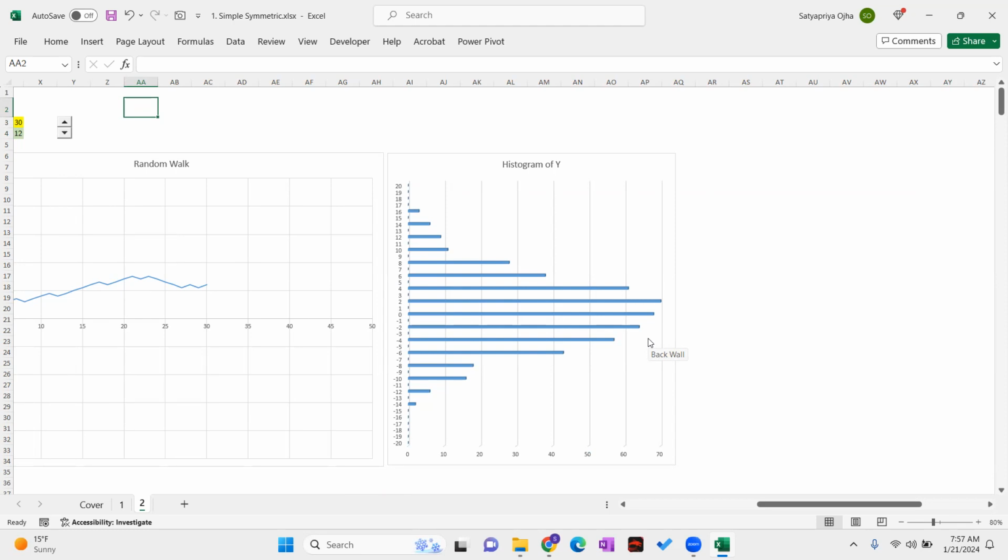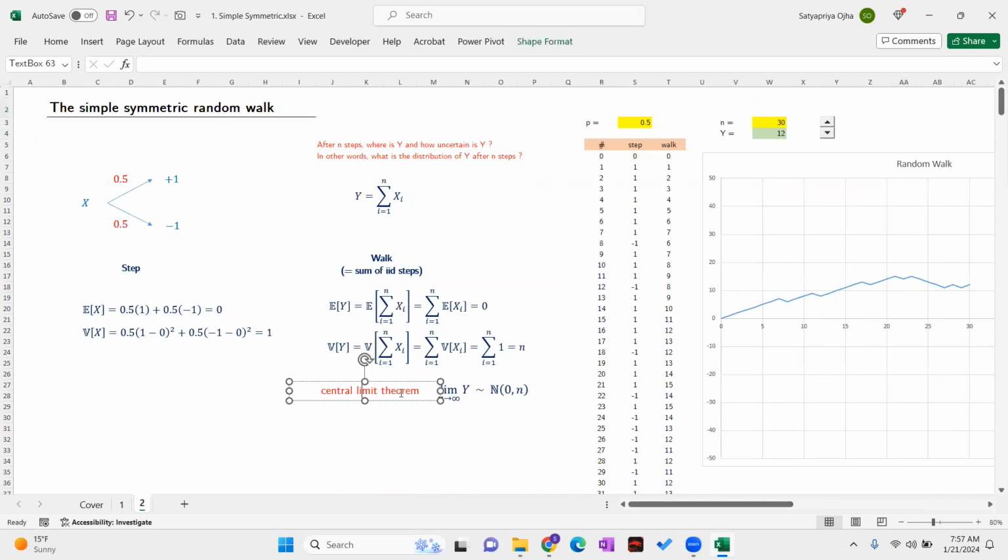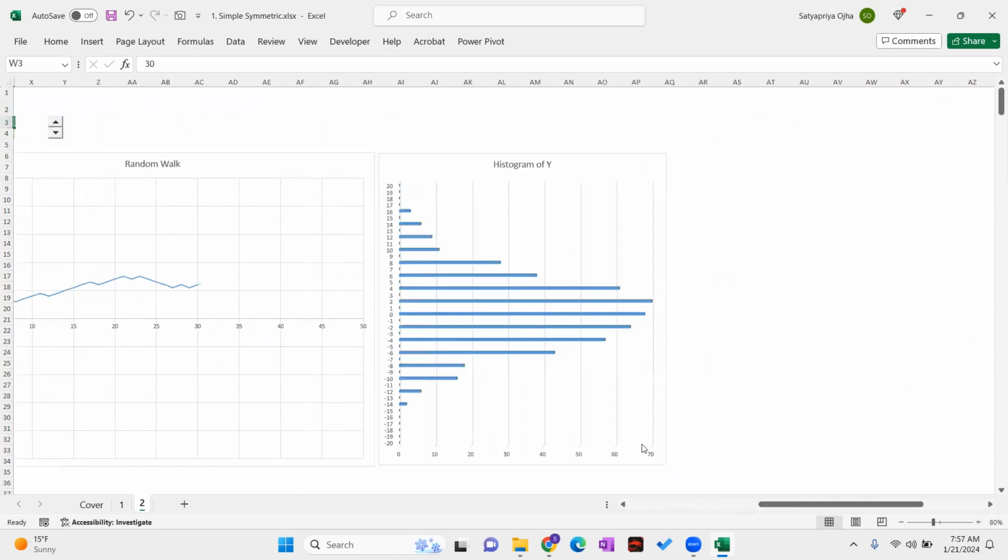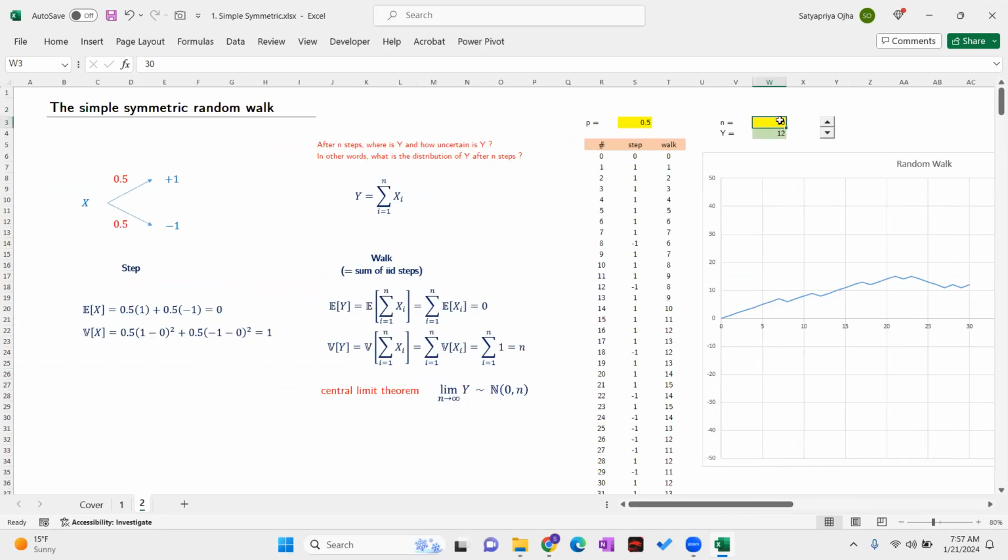It is starting to look like a normal distribution. And we are not surprised, because the central limit theorem says if you increase the number of steps to a sufficiently large extent, the distribution will approach normal distribution. And for n equal to 30, we can already see that is happening, right? Let's take probably n equal to 50 maybe.